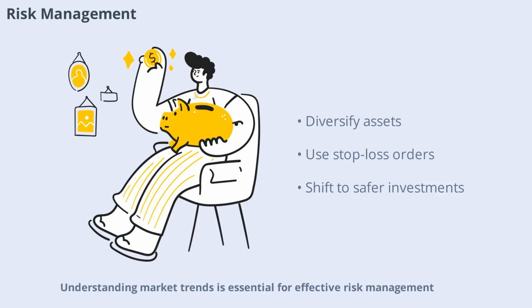Understanding market trends is essential for effective risk management. By recognizing when markets are likely to become volatile, investors can take steps to protect their portfolios. This might include diversifying assets, using stop-loss orders, or shifting to safer investments during uncertain times. Proactive risk management helps preserve capital and ensures long-term growth.